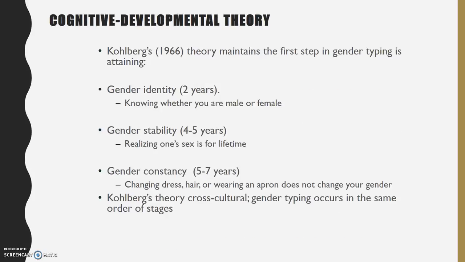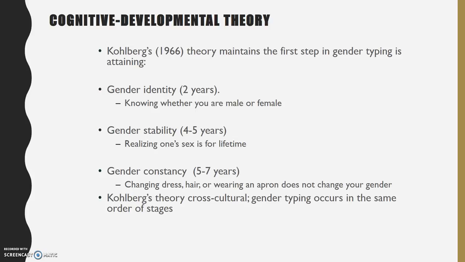All right, cognitive developmental theory. Now, this is taken from the work of Lawrence Kohlberg. You might remember Kohlberg from his work in moral development, and he also looked at gender identity development. According to this idea, children form concepts about their gender and then fit their behavior to the concept. So they've got the concept in their head, and then they're going to behave in ways that fit that concept.